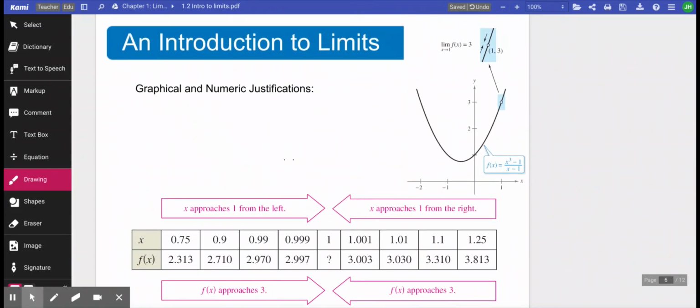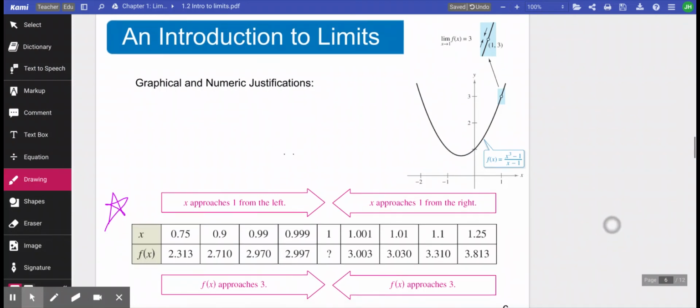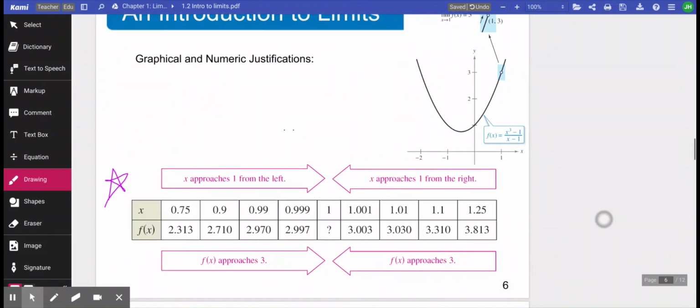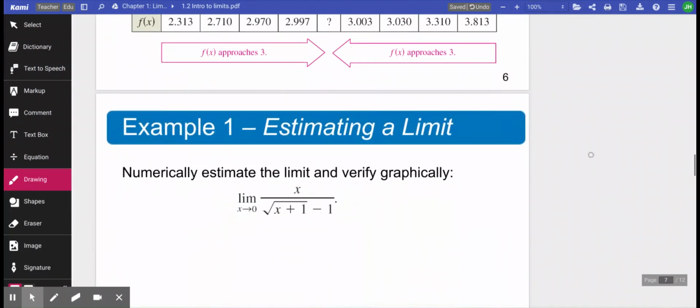Let's take a look at a better graph of that. So there's the actual graph. Here's what my numeric justification would look like, just like when you were investigating functions last year in honors pre-calc. You would make tables like this, fill them out, and then make the conclusion. That's what you will be doing here as well. So here's your graphical justification, showing that it approaches the hole at (1, 3), and then your numeric justification.